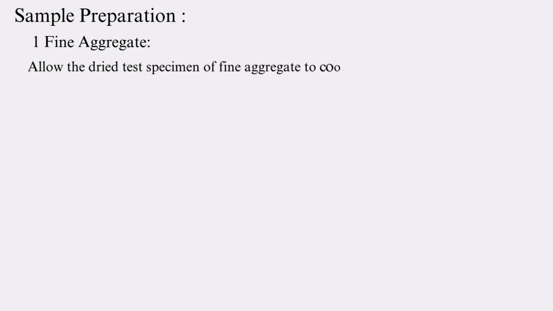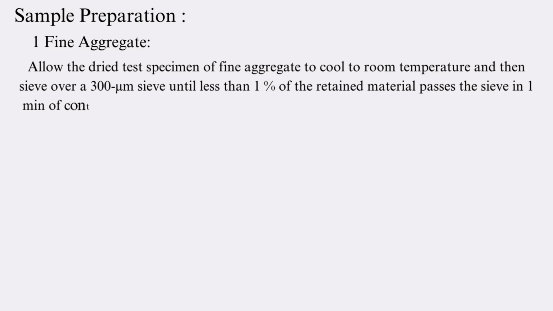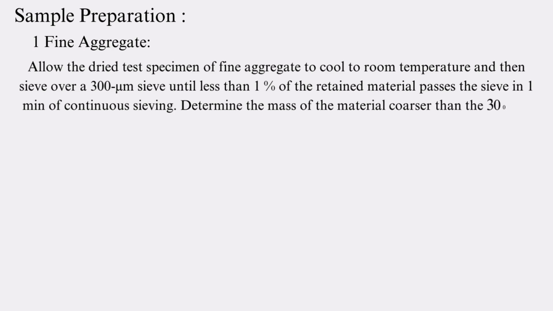Sample preparation. 1. Fine aggregate. Allow the dried test specimen of fine aggregate to cool to room temperature and then sieve over a 300 micrometer sieve until less than 1% of the retained material passes the sieve in 1 minute of continuous sieving. Determine the mass of the material coarser than the 300 micrometer, number 50, sieve to the nearest 0.1 gram.